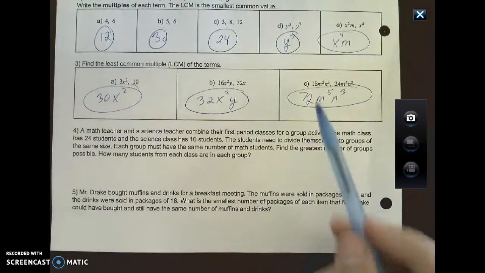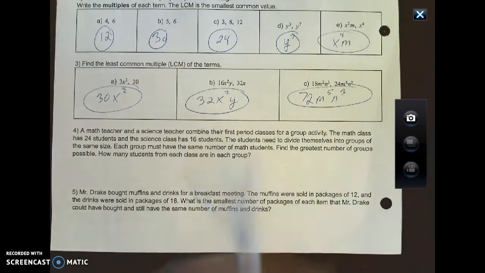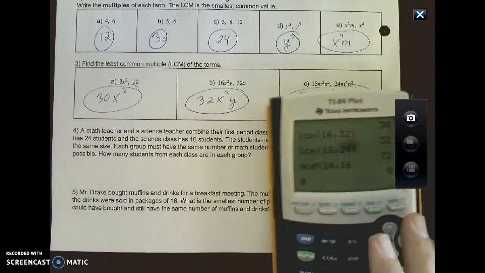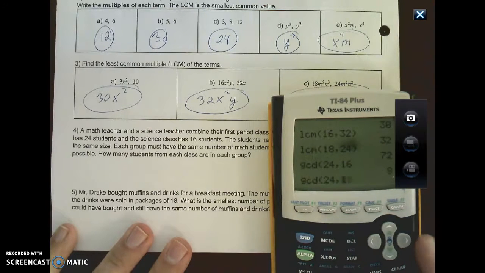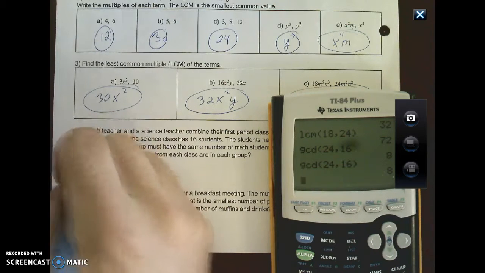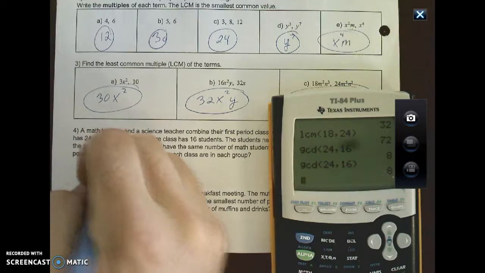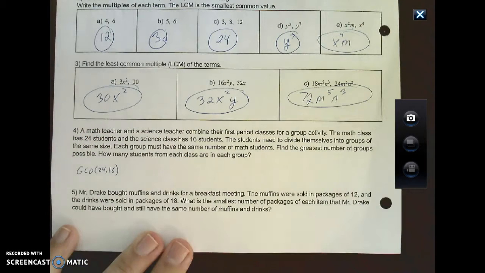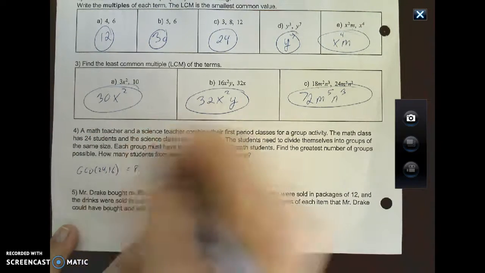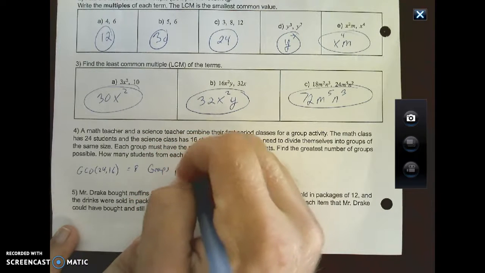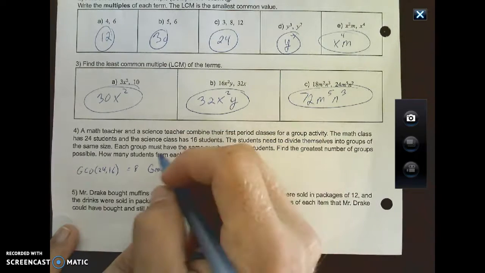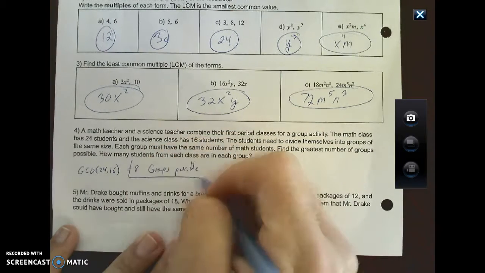Because we see the words greatest number of groups possible, greatest common factor, we're going to look at taking the GCD of 24 and 16. So the first thing we're doing is the GCD of 24 and 16. That gives us 8. Okay, so that means we can have 8 groups possible. Alright, that's an 8 right there.